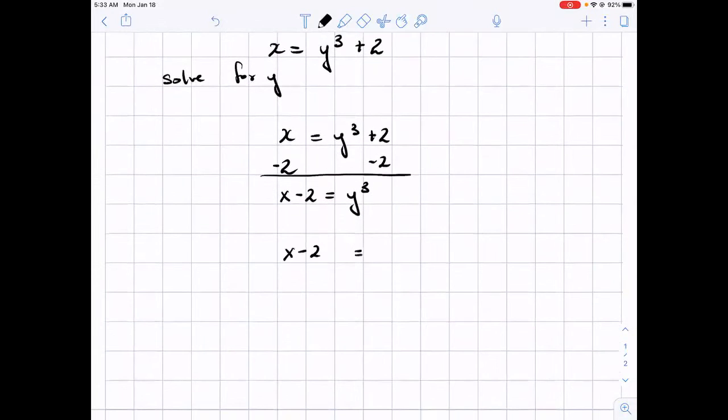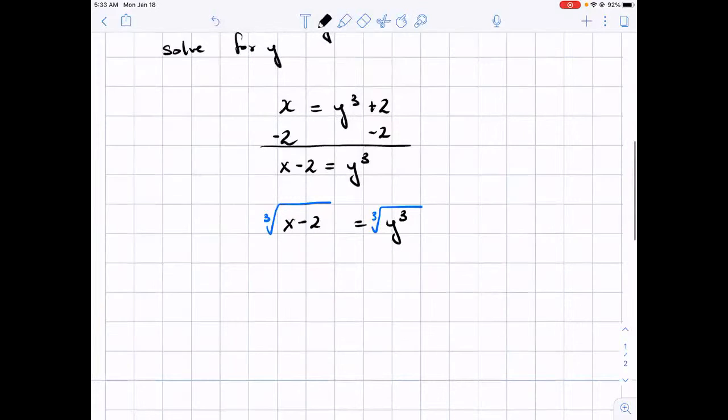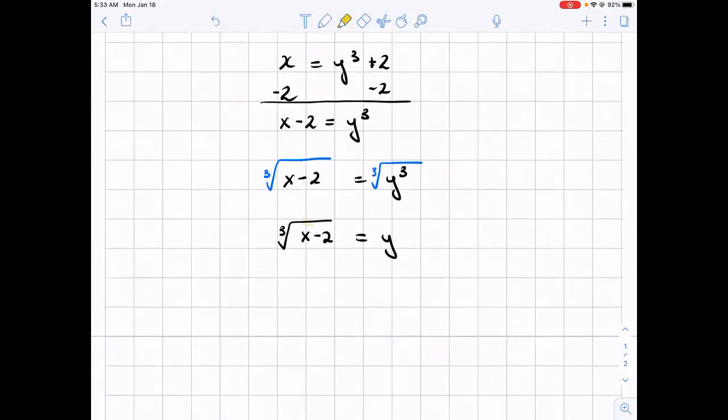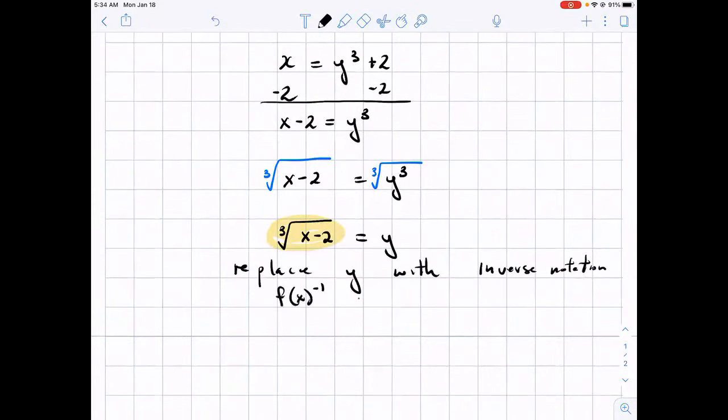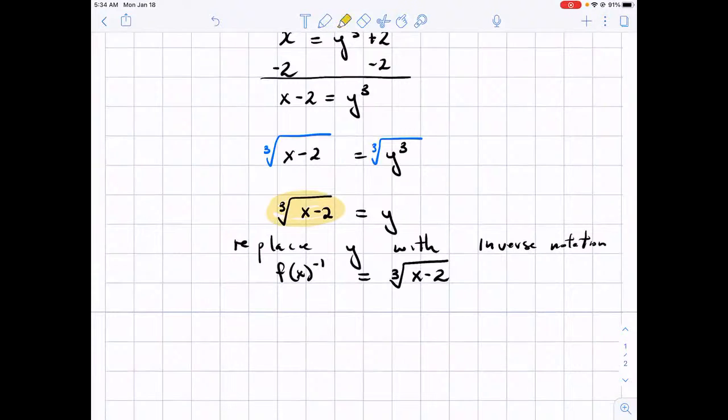And then to get rid of the cube, we'll take the cube root of both sides. So now we have the cube root of x minus 2 is equal to y. And this is my inverse. So we can replace y with inverse notation. So we have f of x inverse is equal to the cube root of x minus 2. So that's the inverse. If you had got a plus or minus here, then we'd have a problem where there's no inverse.